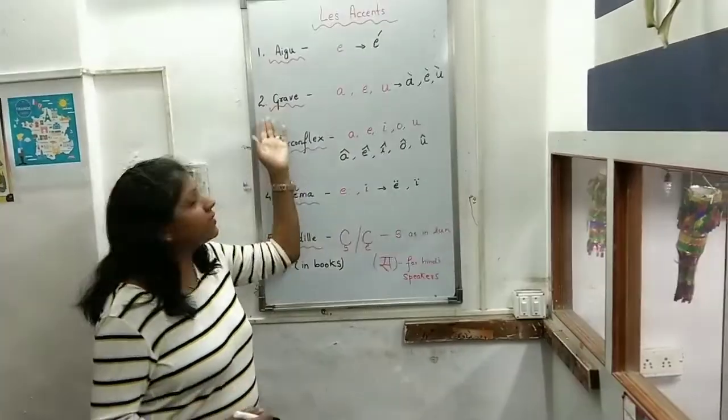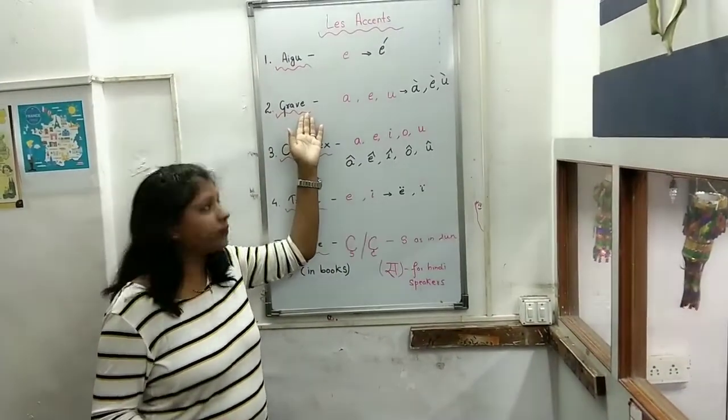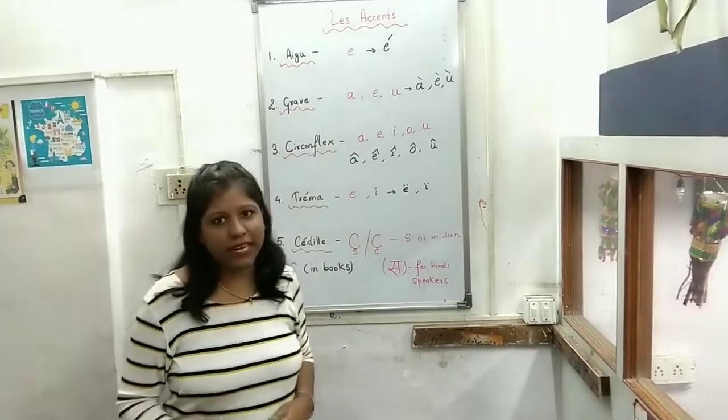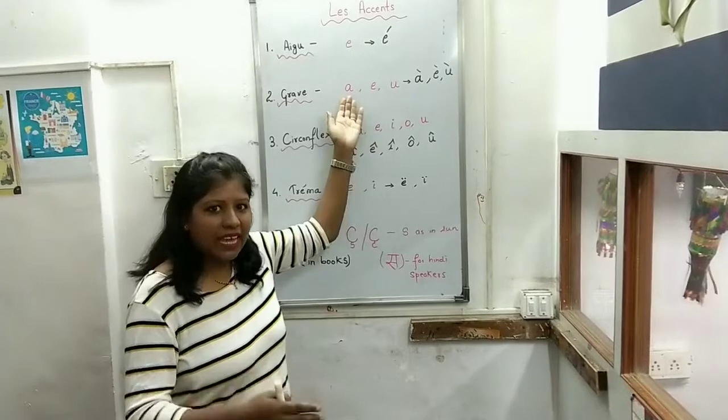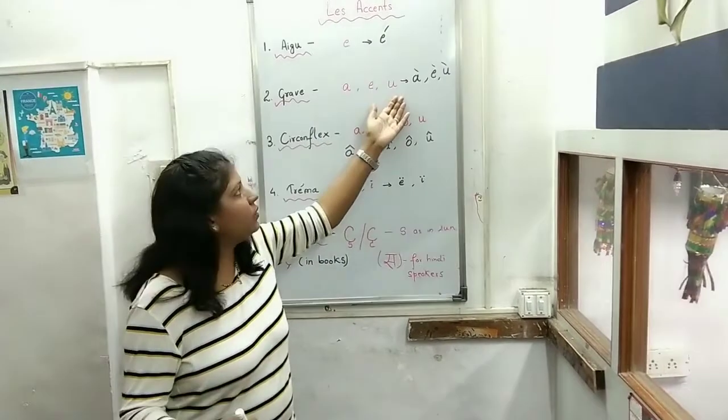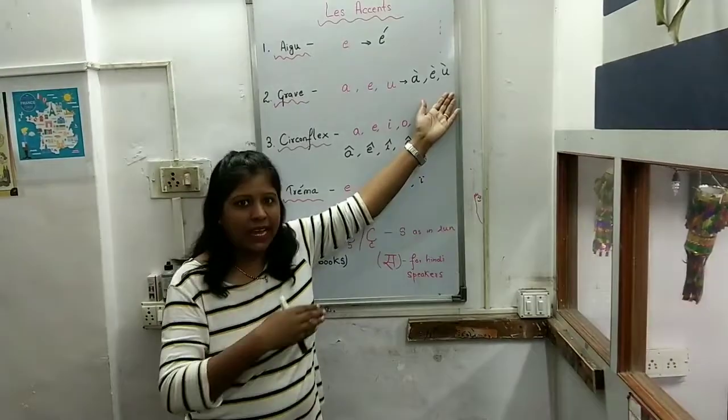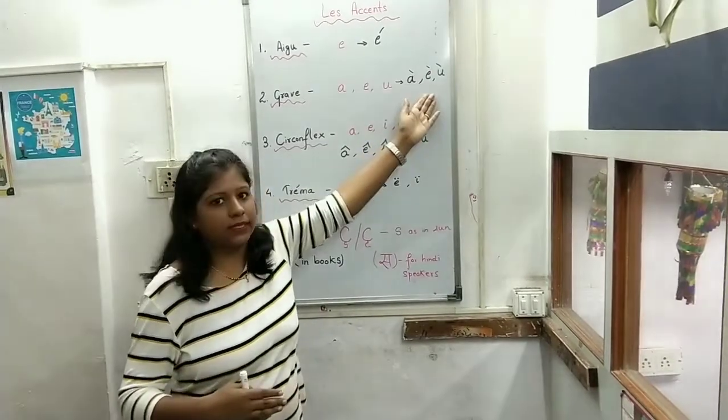The next accent is accent grave. Accent grave goes with three letters: A, E, and U. And you just make a backward sign, just opposite to this.